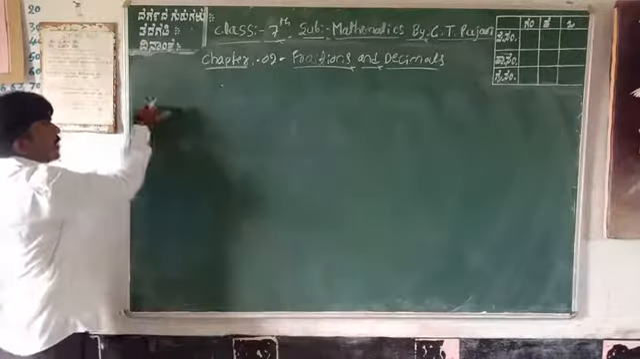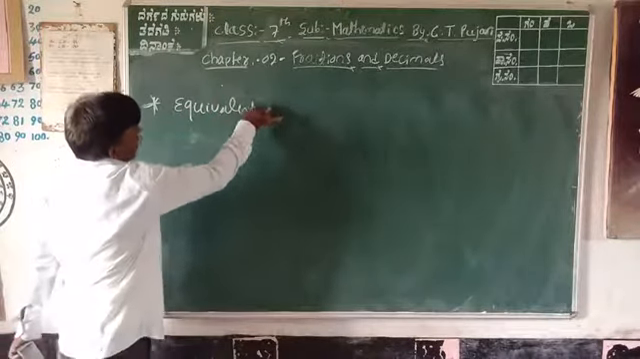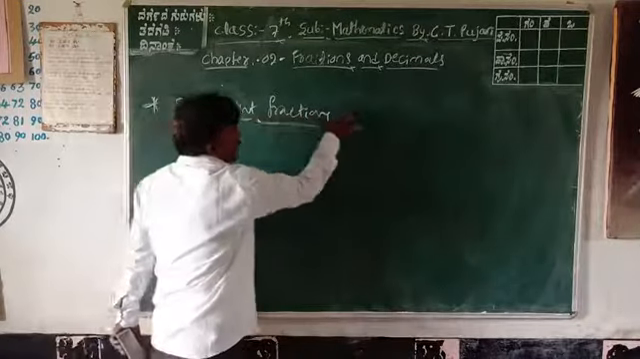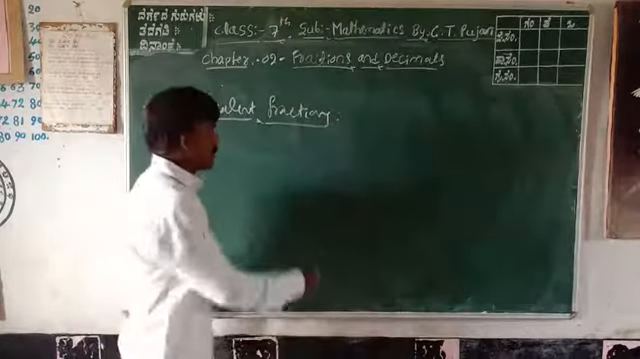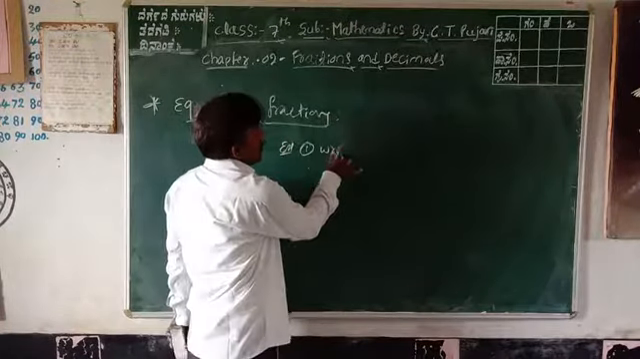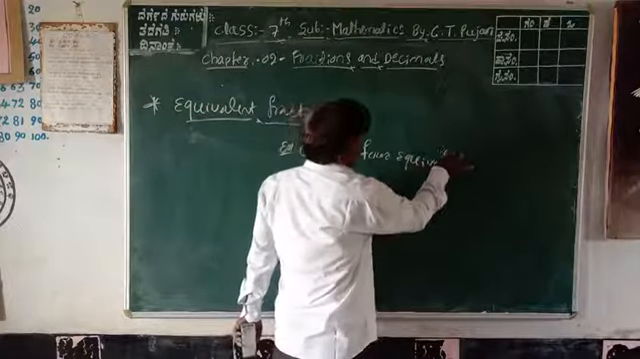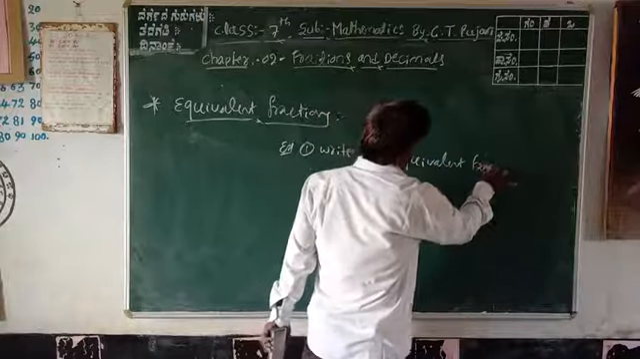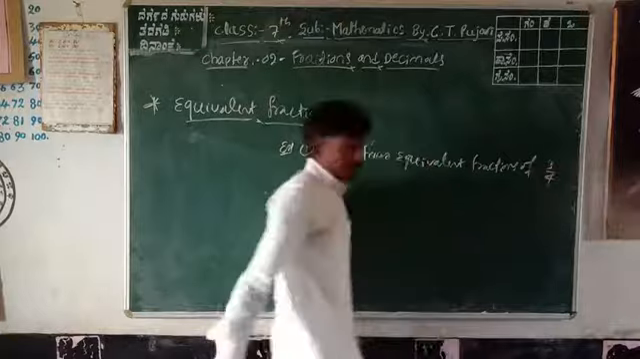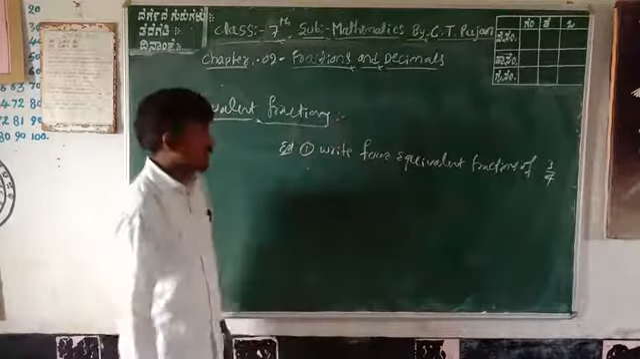Next headline, equivalent fractions. What is the meaning of equivalent? For example, consider one example. Example number 1: write 4 equivalent fractions of 3 by 4. The given fraction is 3 by 4. You can write 4 equivalent fractions of this one.